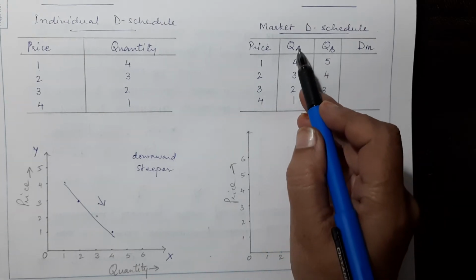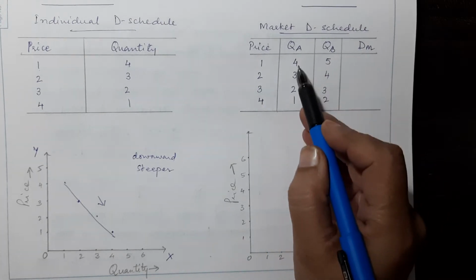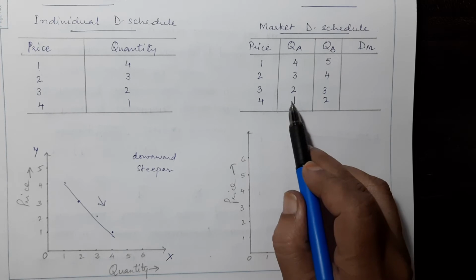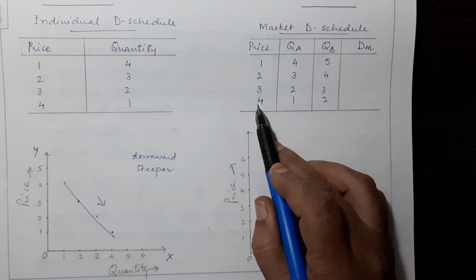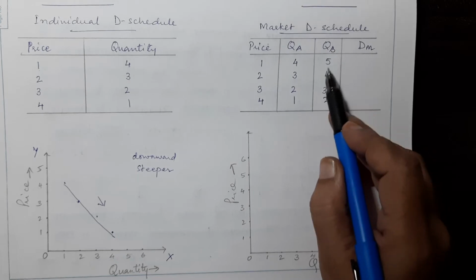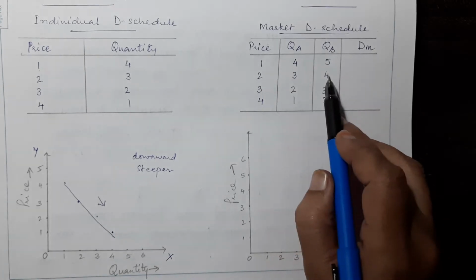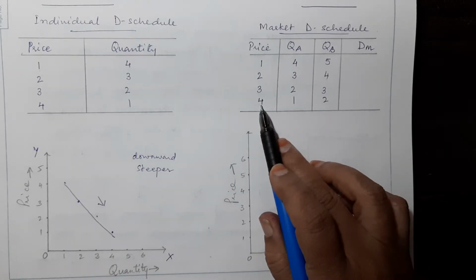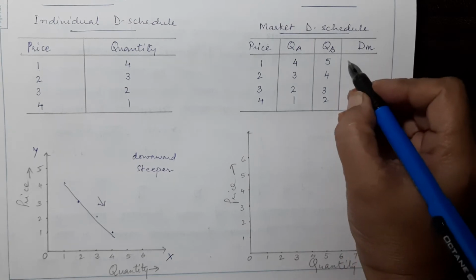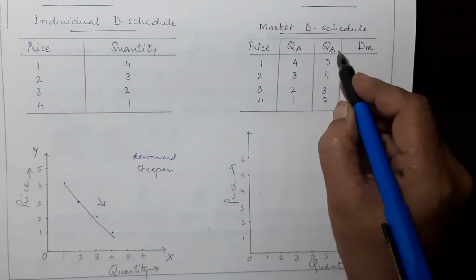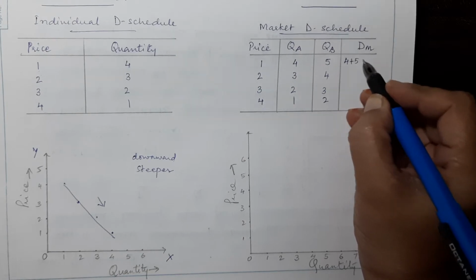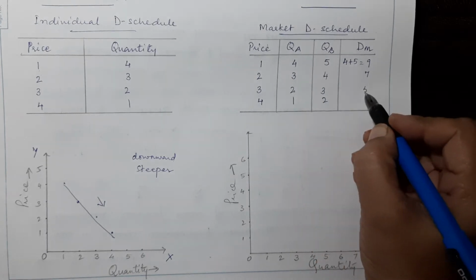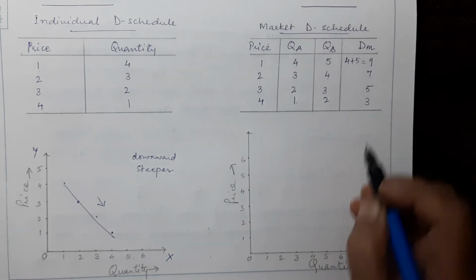Let's assume that consumer A consumes 4 units for 1 rupee, 3 units for 2 rupees, 2 units for 3 rupees and 1 unit for 4 rupees. Consumer B's schedule is 5 units for 1 rupee, 4 units for 2 rupees, 3 units for 3 rupees and 2 units for 4 rupees. Now the market demand would be the sum of consumer A and consumer B's demand. 4 plus 5 equals 9. 3 plus 4 equals 7. 2 plus 3 equals 5. 1 plus 2 equals 3.